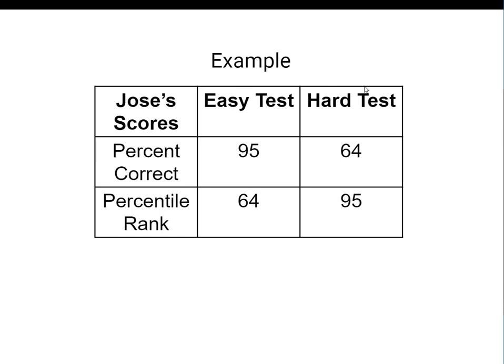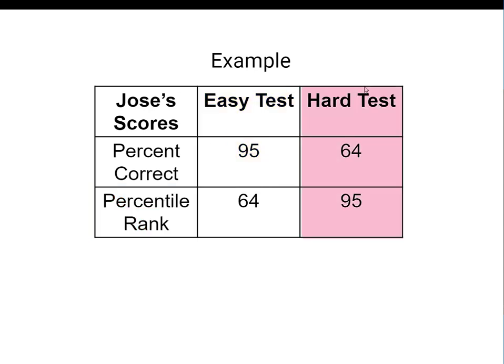Either it's making sure that he's getting placed into an AP program, or into a remedial program, whatever it is. And Jose took 2 tests. One test was considered to be easy, and the other test was considered to be hard. On the easy test, Jose answered 95% of all the questions correctly. However, he's in the 64th percentile rank because so many students scored more than 95% on the test, right? So there's just a lot of people that did even better than him.